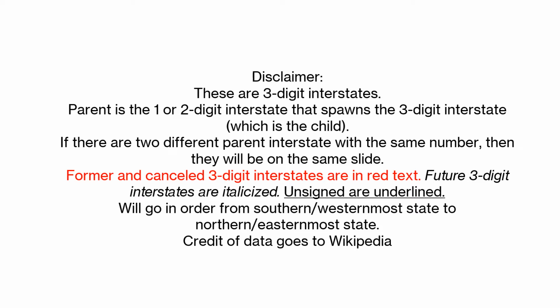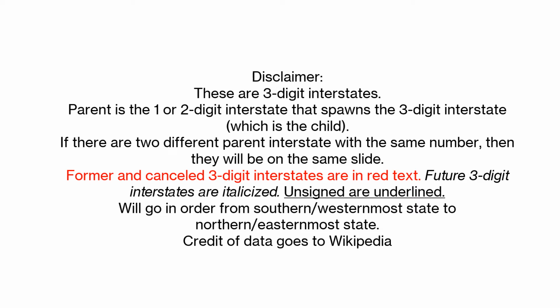Disclaimer, I have a few here. These are three-digit interstates. Now, you're going to see terms like parent and child, and the parent is the one or two-digit interstate that spawns the three-digit interstate, which is the child. The last two numbers are the parent number, where it came from. If there are two different parent interstates with the same number, they're going to be on the same slide.